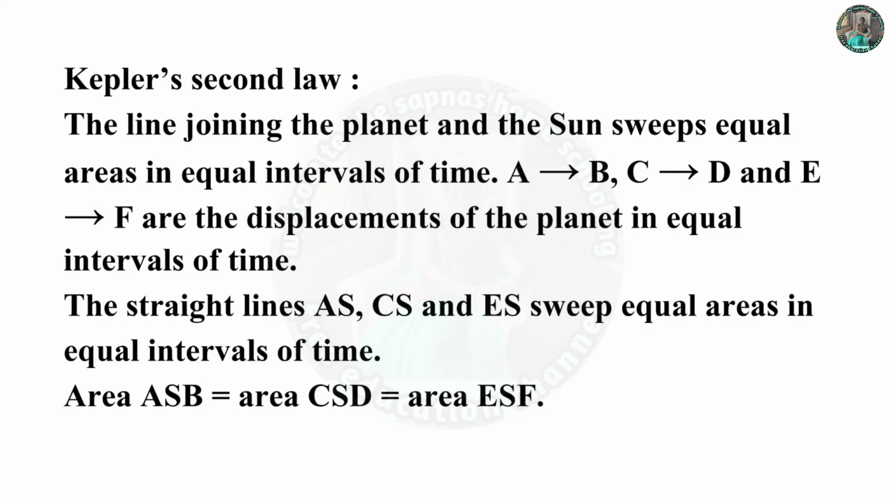Kepler's second law. The line joining the planet and the sun sweeps equal areas in equal intervals of time. A to B, C to D, and E to F are the displacements of the planet in equal intervals of time. The straight lines AS, CS, and ES sweep equal areas in equal intervals of time. Area ASB is equal to area CSD is equal to area ESF.